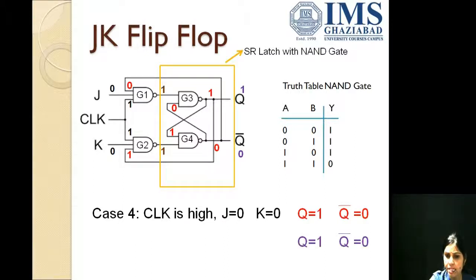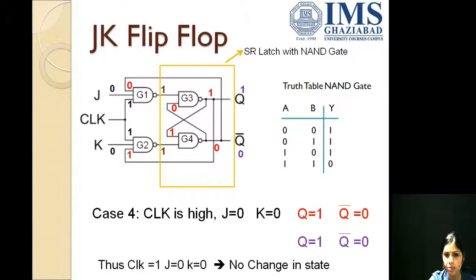Thus we have seen that when J is 0 and K is 0, the output is not changed. Whatever output we were getting in the previous state, the same output is received as the current state or next state, we can say. So when clock is 1, J is 0, K is 0, there is no change in state.